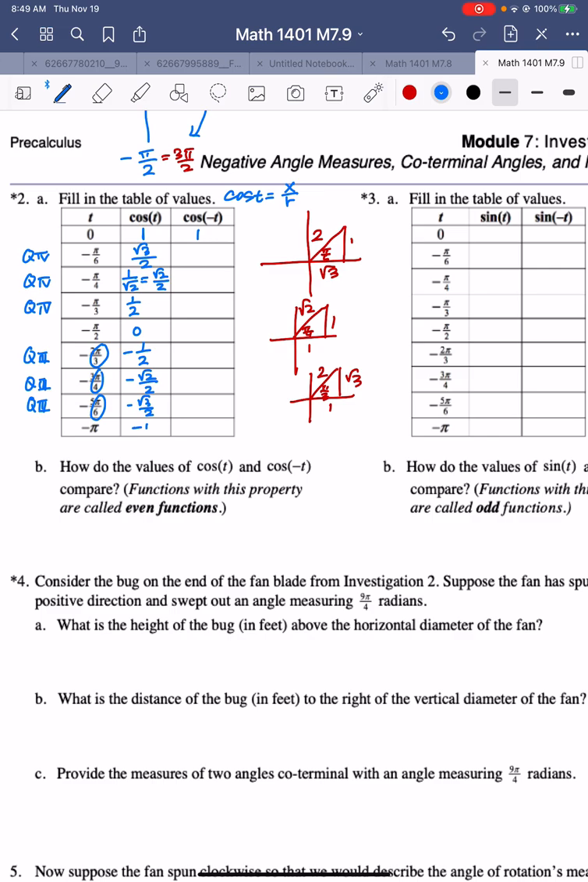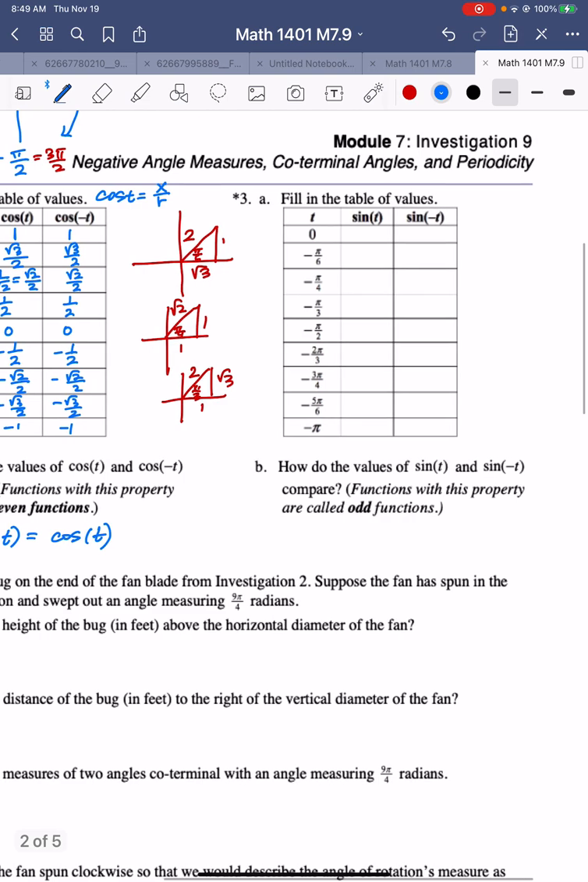So cosine of pi over 6 is in quadrant 1, so it's positive: root 3 over 2. Then root 2 over 2, also quadrant 1. Positive 1/2. And then 0. Now, 2 pi over 3 is in quadrant 2, but in quadrant 2, x is negative. So you say it's negative 1/2, negative root 2 over 2, negative root 3 over 2, and it's going to be negative 1. So what you notice is cosine of negative t is the same as cosine of t.